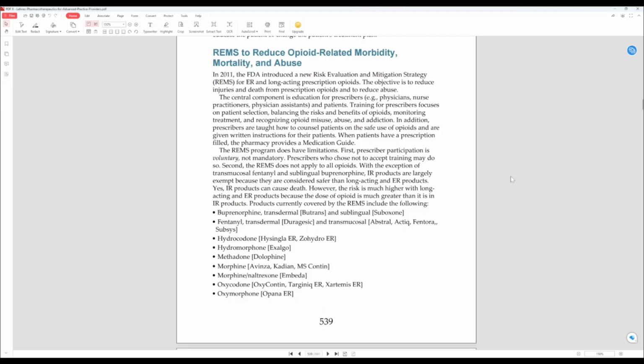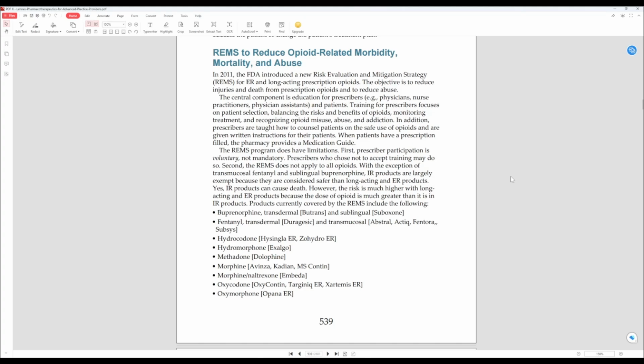REMS to reduce opioid-related morbidity, mortality, and abuse. The FDA introduced a new risk evaluation and mitigation strategy for extended release and long-acting prescription opioids. The objective is to reduce injuries and death from prescription opioids and to reduce abuse. The central component is education for prescribers and patients.